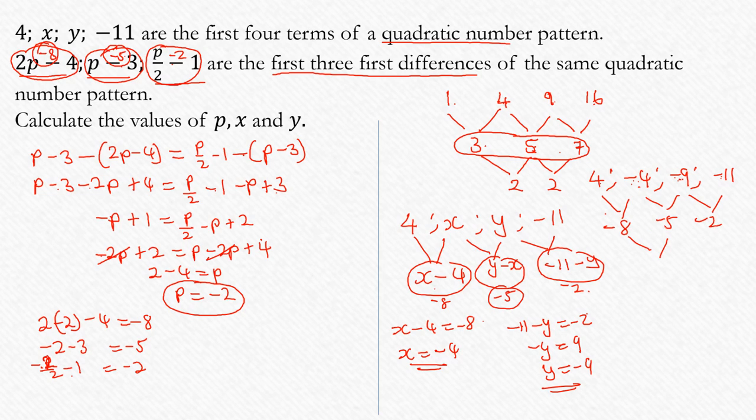And then here you can find our second difference. Negative 5 minus negative 8 is like negative 5 plus 8, which is 3. And then negative 2 minus negative 5 is like negative 2 plus 5, which is 3. You see that? Okay, so it means our answers are correct. Our x is negative 4, our y is negative 9, and our p is negative 2. Okay, that's what you're supposed to do there.